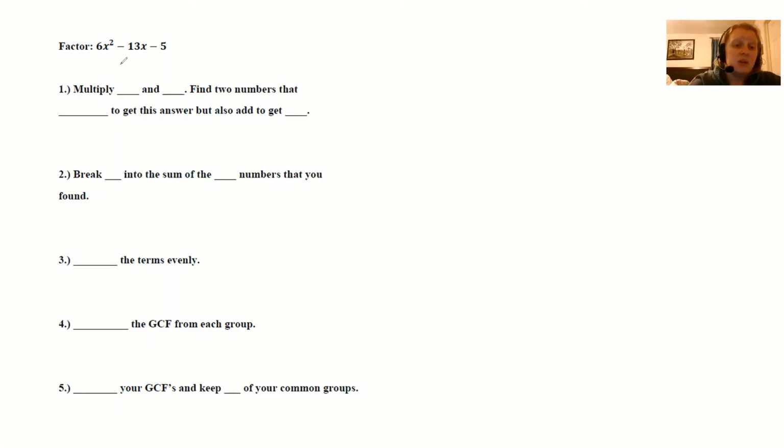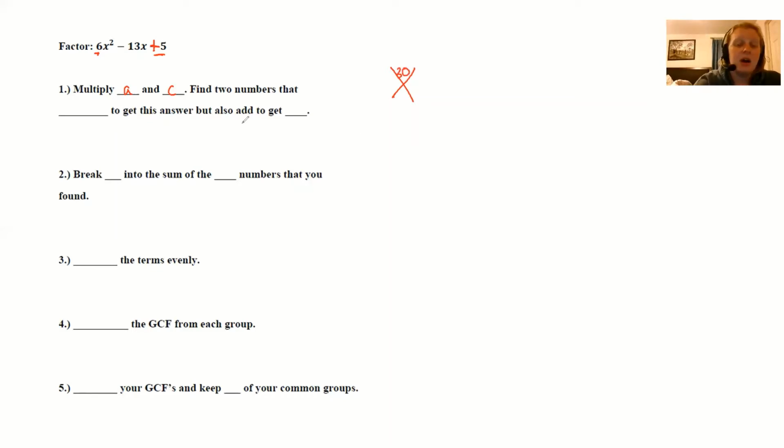What we can do, and actually what I want to do before we even get started, is this should say +5, so that is a typo, and that's going to change the game. So we need to change that to a +5. All right. So what we're going to do is we're going to multiply our a and our c term. So your a would be 6 and your c would be +5. So I'm going to draw my x, but instead of just putting the c term at the top, I'm going to put a times c. So 6 times 5 is 30.